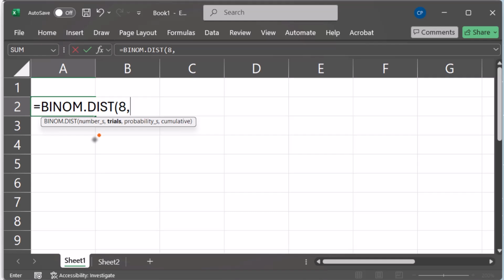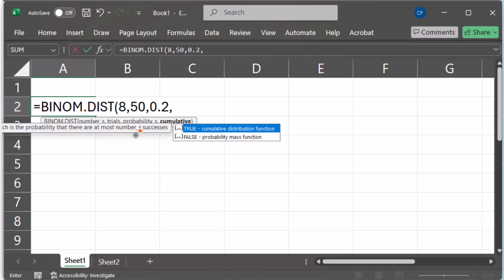Now I have trials. This is the number of trials, or the n value. That was 50 in this example. And then the next input Excel is telling me is probability_s, or probability of success. That is the p-value, which was 0.2 in this problem. The last input to this function is what's called a flag. This is the cumulative flag.